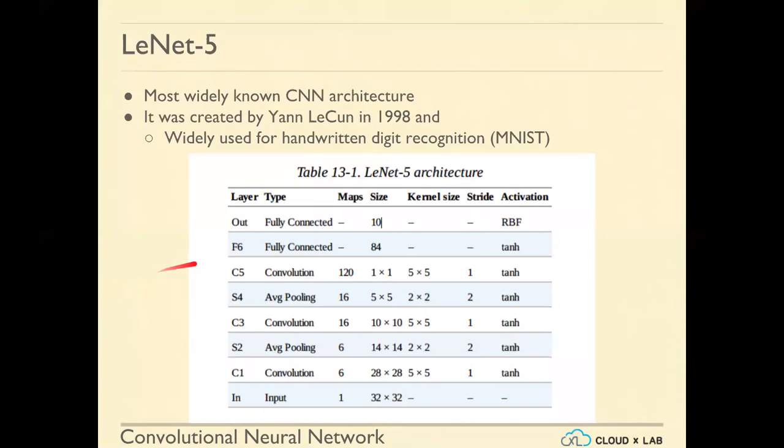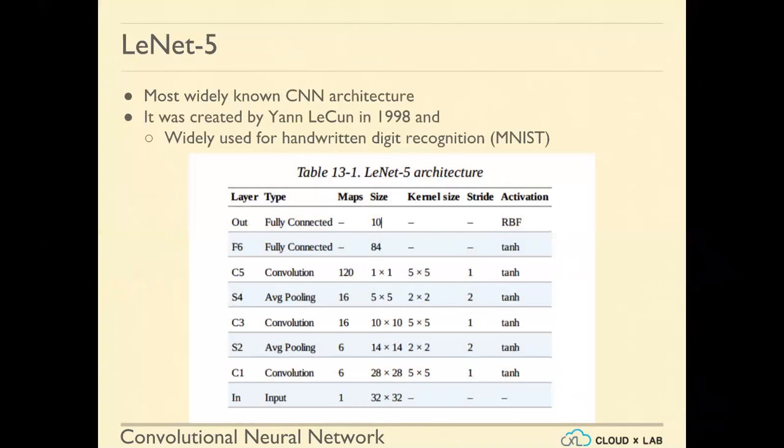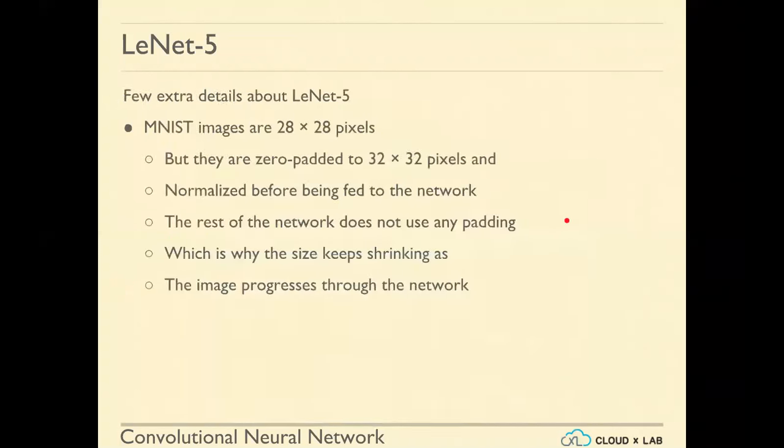I try to show this diagram there. Now, great. Moving ahead. Some more details about LeNet. Images are 28 by 28 pixels, but they were zero padded to 32 by 32 pixels.